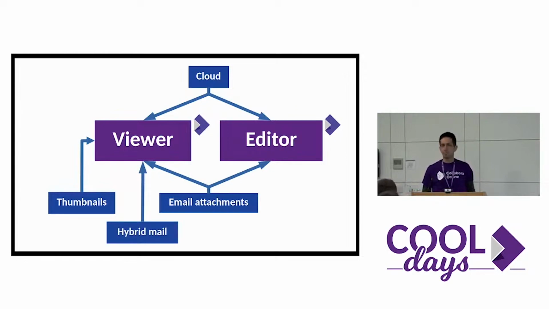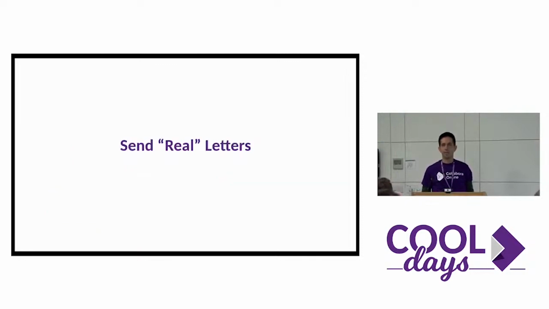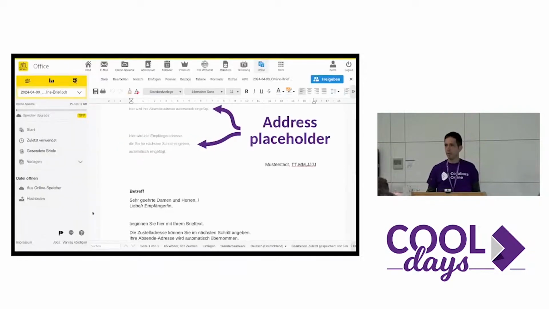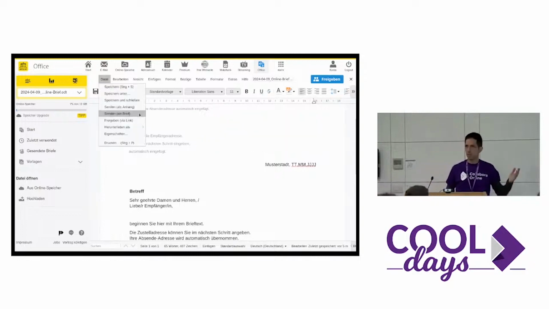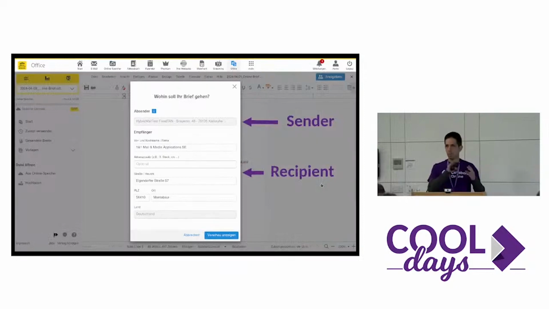Hybrid mail allows you to generate and send real letters. Suppose you need to send a physical letter to someone. We have templates with placeholders for the address in the right position. So all you need to focus on is writing your actual letter. And when you're done, you go into the menu, you say you want to send this out, and we show you this form where we just fill in the address of the recipient.